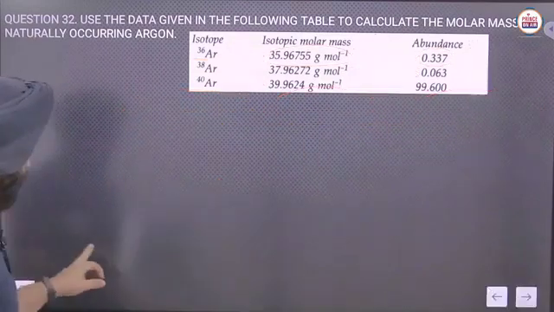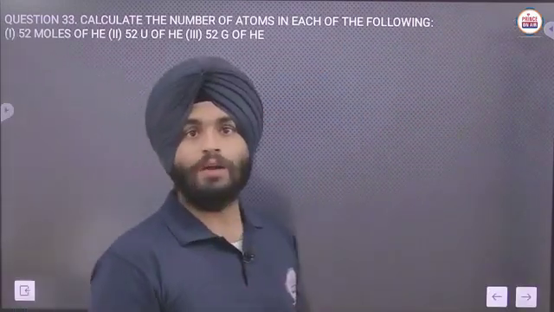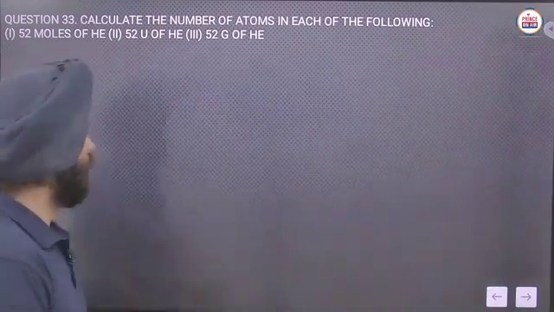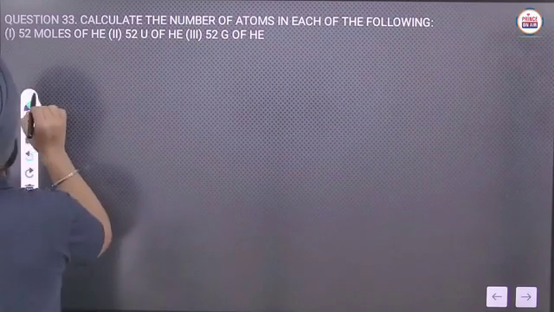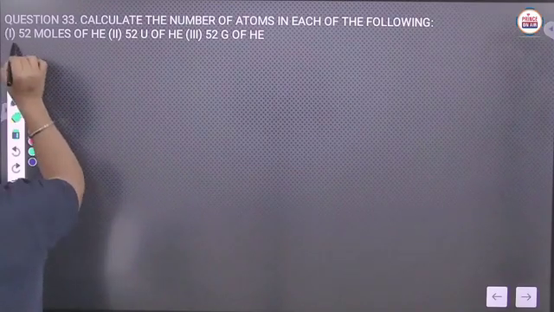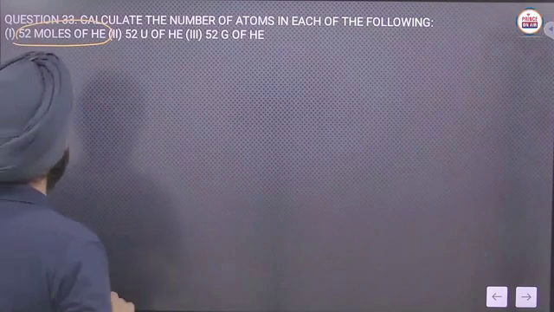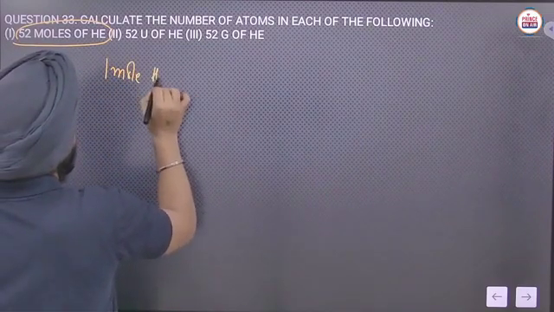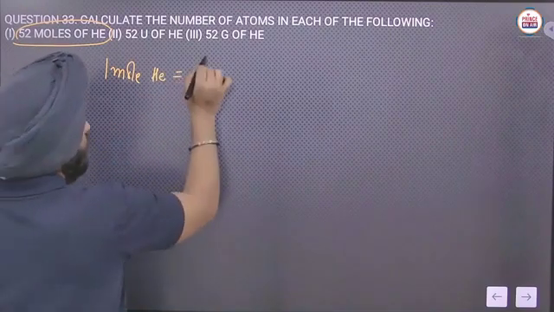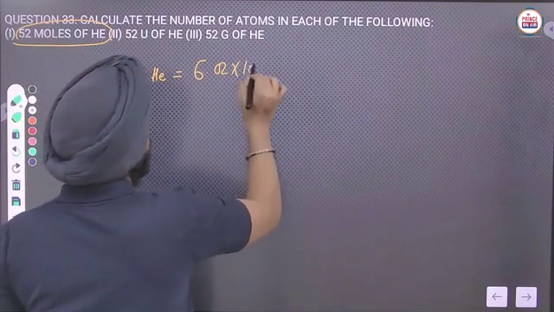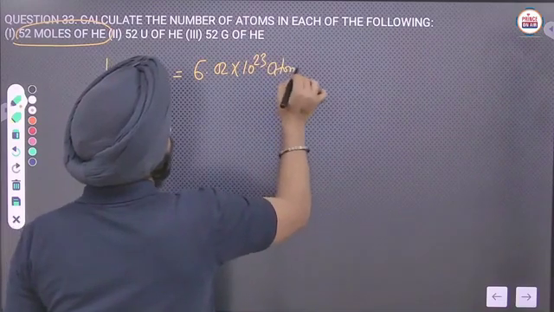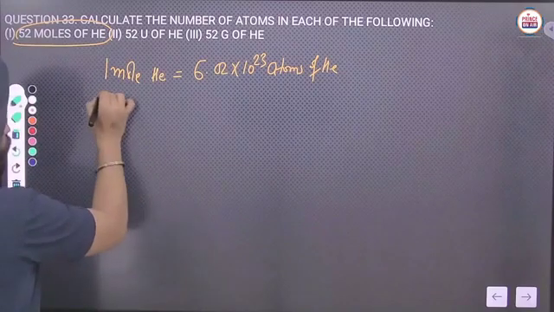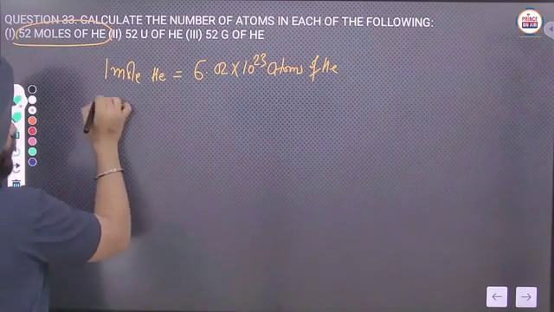Next question. Calculate the number of atoms in each of the following. That is an interesting question. Firstly, for 52 moles of helium. See, 1 mole of any element, helium, will contain 6.02 into 10 raised to the power 23 atoms of helium. Clear?